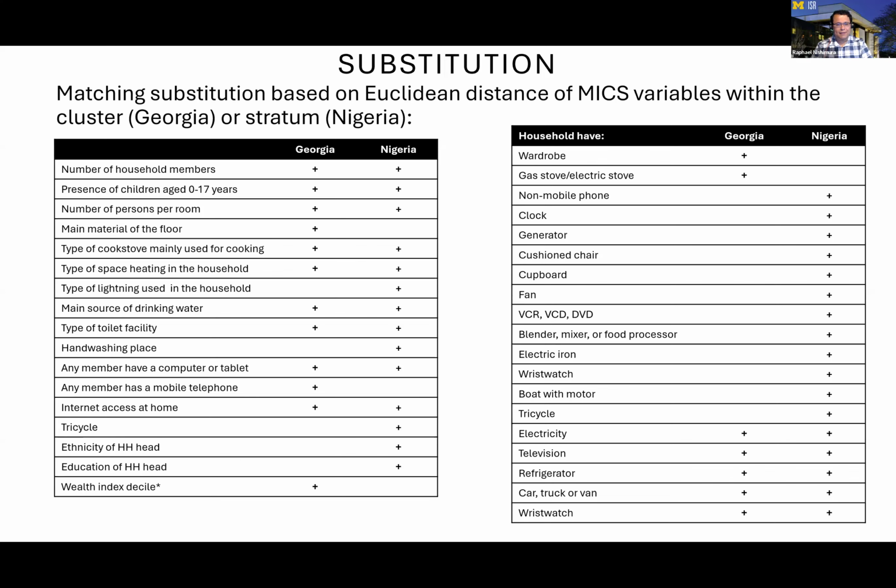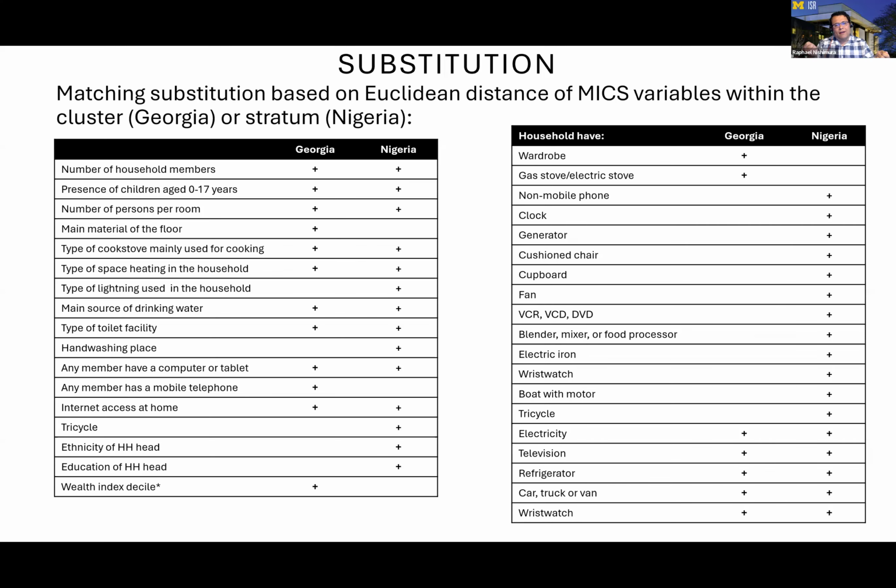As I was saying before, and Tatjana reiterated, we would like to use frame information, frame variables, to find substitutes that are as similar as possible to our non-respondents. Using mixed as our sampling frame gives us a lot of variables to use for that kind of matching substitution. In both countries we used matching substitution. In Georgia, there were enough units per cluster that we were able to conduct the substitution within clusters, whereas in Nigeria the substitution took place at the stratum level. So within the same stratum, we try to find a substitute for the non-respondent.